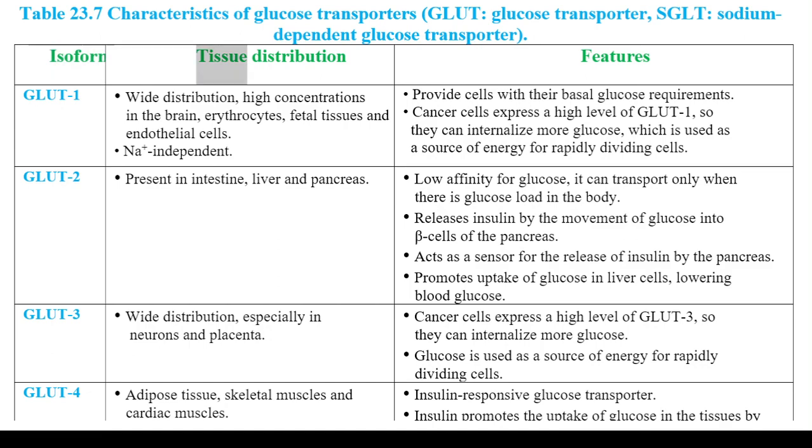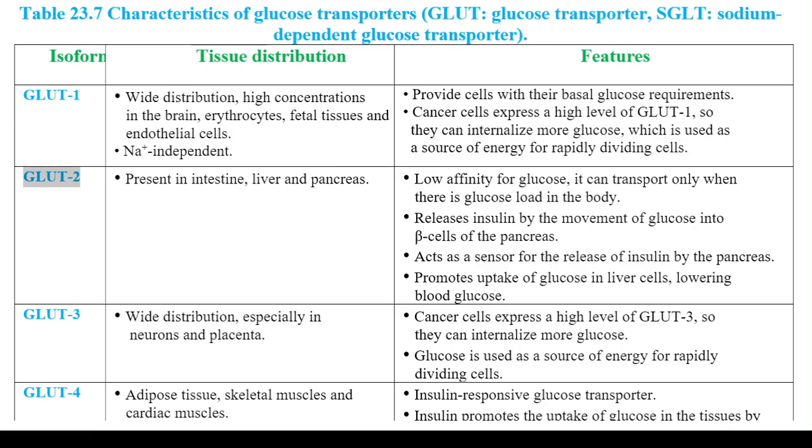Isoform, tissue distribution, features. GLUT1: wide distribution, high concentrations in the brain, erythrocytes, fetal tissues and endothelial cells. Na+ independent. Provides cells with their basal glucose requirements. Cancer cells express a high level of GLUT1, so they can internalize more glucose, which is used as a source of energy for rapidly dividing cells.